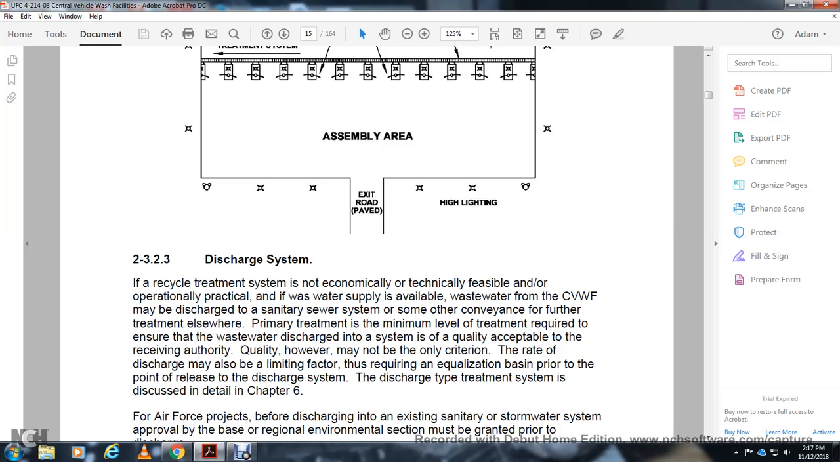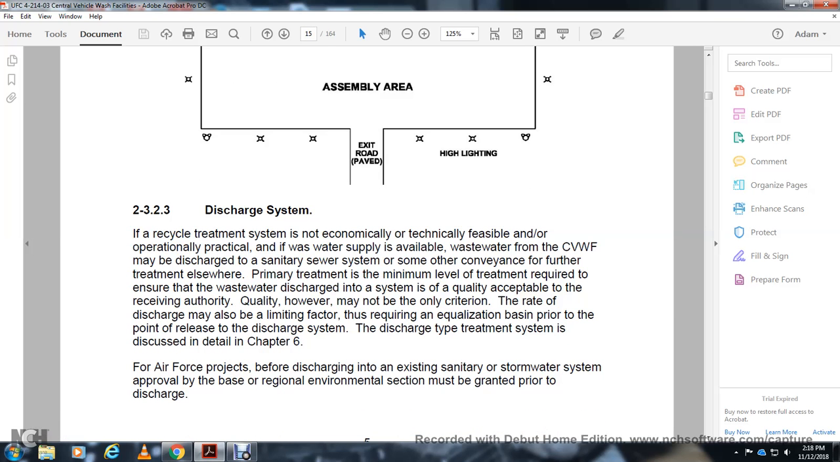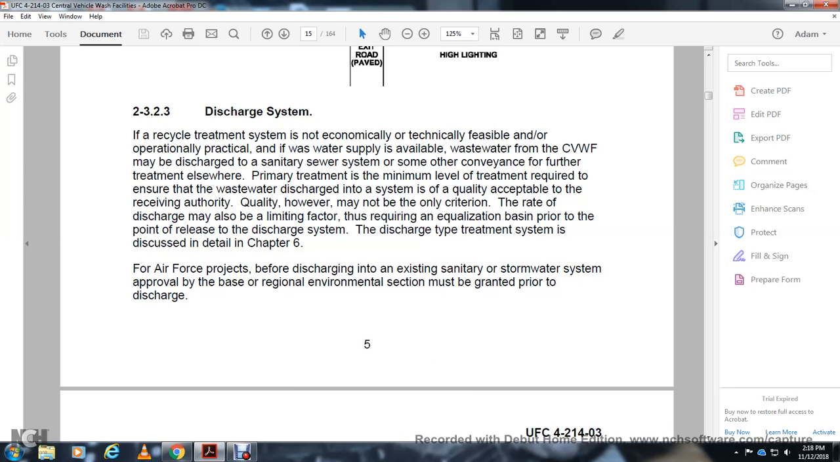Otherwise, the wastewater must be discharged to the sanitary sewer or some other conveyance for further treatment elsewhere, per the minimum level of treatment required for discharge into the system, with quality acceptable to the receiving authority. However, quality may not be the only criterion for the rate; the discharge may also be a limiting factor, thus requiring an equalizing basin prior to the point of relief to the discharge system. The drainage system is detailed in Chapter 6. For Air Force projects discharging to the existing sanitary or stormwater system, proof of approval from the base regional environmental section must be granted prior to the discharge.